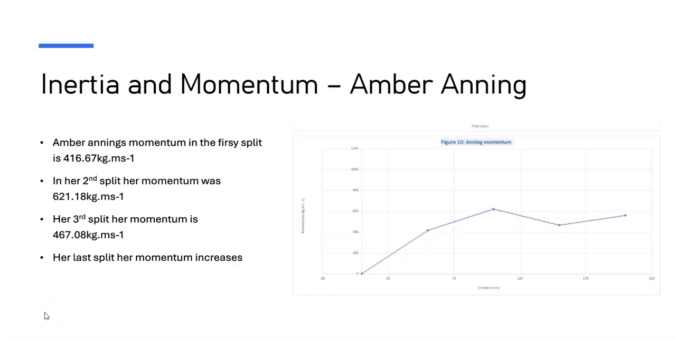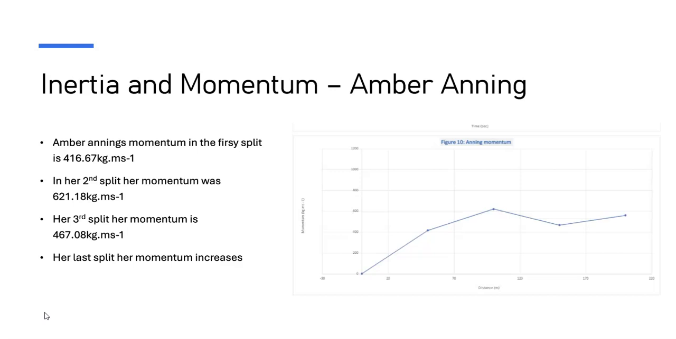Inertia and momentum of Amber Anning. Amber Anning's momentum in the first split is 416.67 kg·m/s. This is also her lowest amount of momentum over the 200 meters, as it is her first 50 meters where she had to overcome her inertia to start moving, which is why it's her lowest point of momentum.